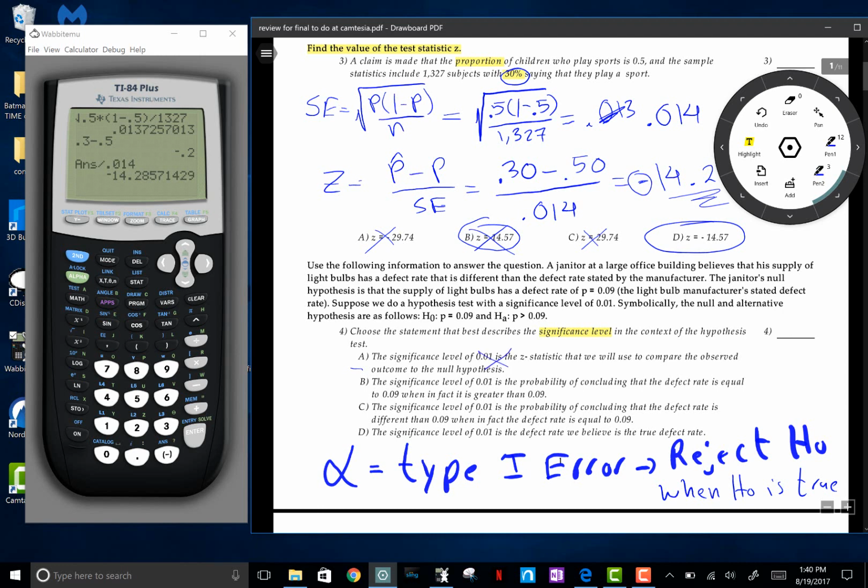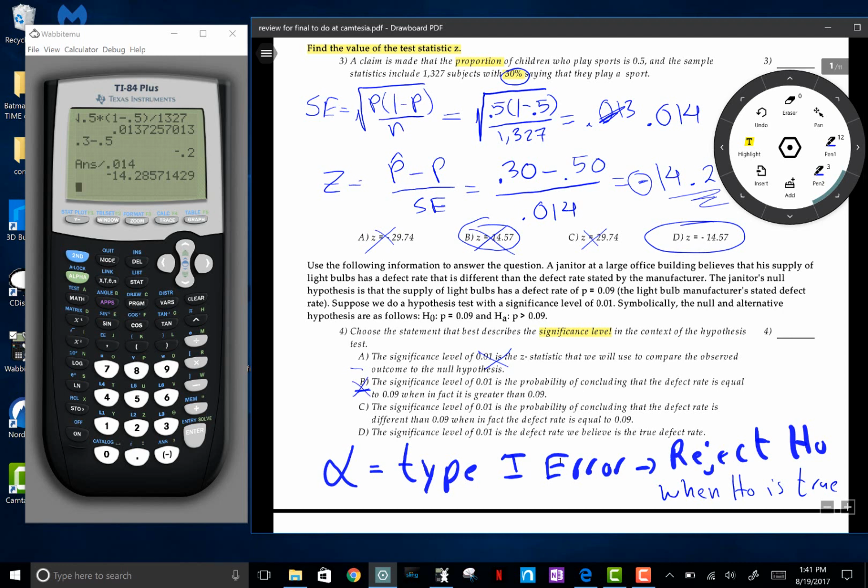So that one's wrong. B, the significance level of 0.01 is the probability of concluding that the defect rate is equal to 0.09 when in fact it is greater. So B is actually describing a type 2 error. Because the type 2 error says that we failed to reject the null hypothesis when the alternate hypothesis was actually true. So if we wanted the type 2 error, B would be correct, but since we want type 1, B is incorrect.